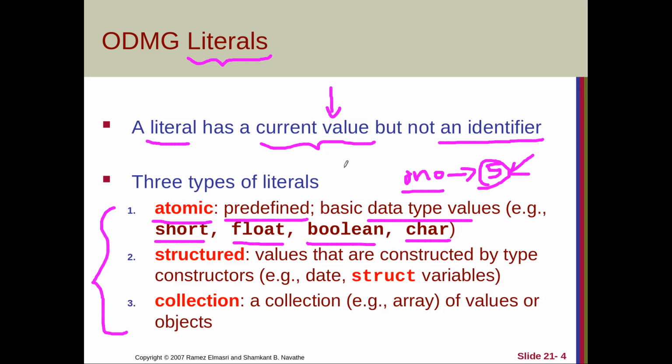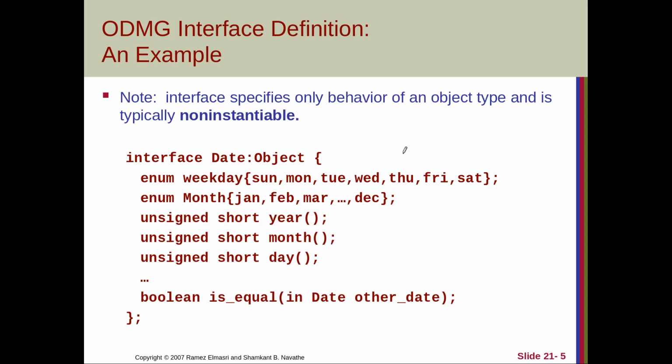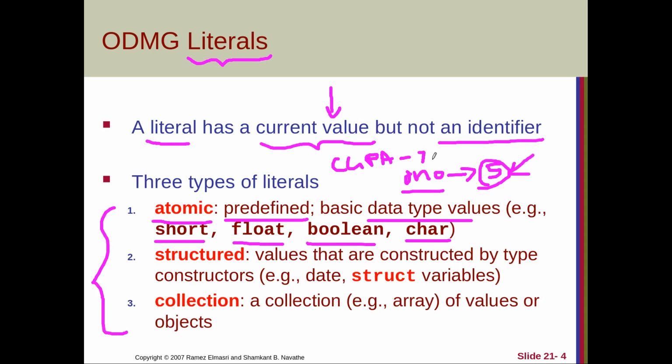Similarly, for example, if you have a percentage, CGPA is a field where we have a value like 7.8. That is a float value. So 7.8 is a literal value which has the data type float. Similarly, boolean will have values like true or false. Similarly, char is for representing character values.